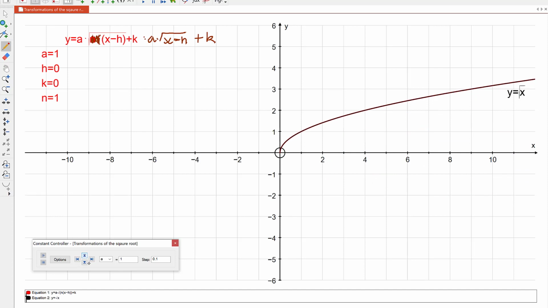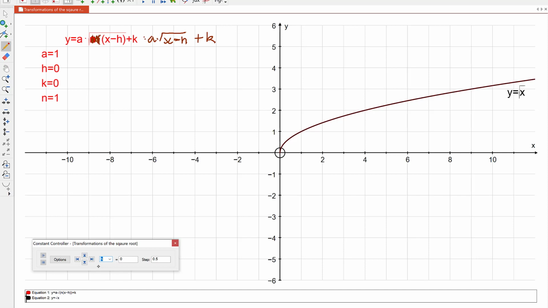Let's have a look at K, the next simpler one, so let's go straight to K. So K is when we add or subtract the number on the end, and we know that's about translating up or down. So increasing the value of K is going to translate the graph up, decreasing the value of K is going to translate the graph down.